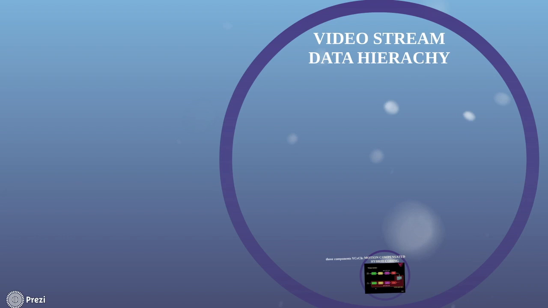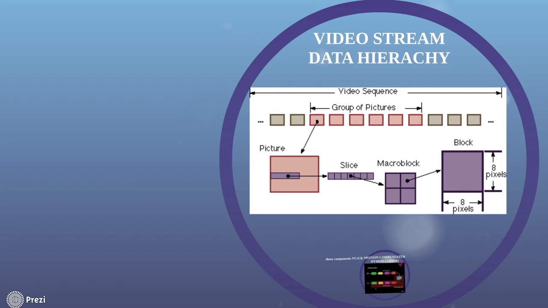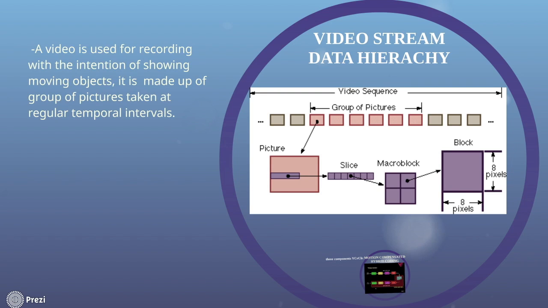Video stream data hierarchy. I will first explain the theory behind the practicality of video coding. A video is used for recording with the intention of showing moving objects. It is made up of a group of pictures taken at regular temporal intervals.